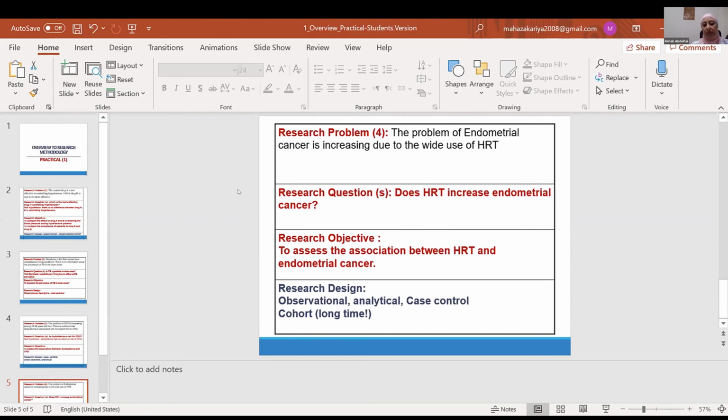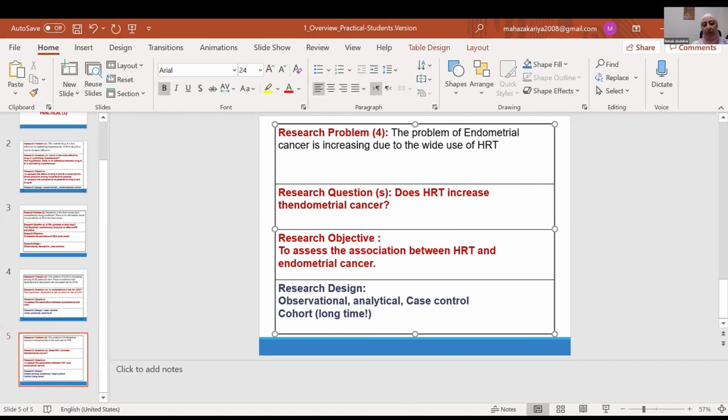Anything else? I think the way that we use association or correlation is based on the problem or the research question that we're asking. So the research problem 3 asks a different question than the research problem 4.